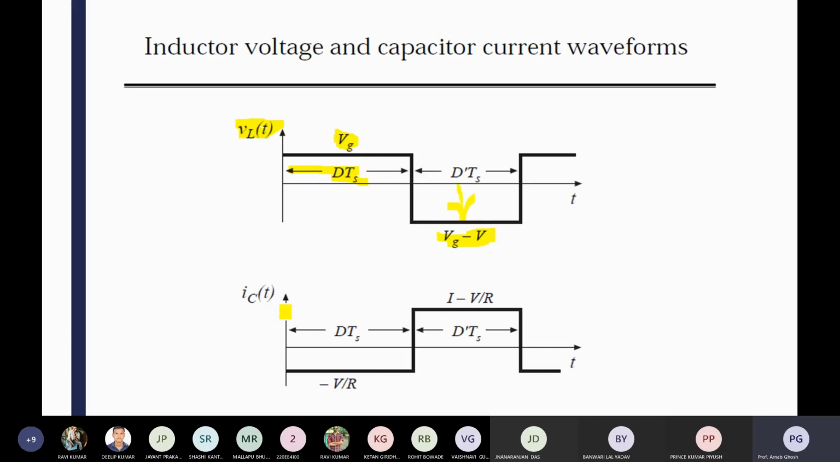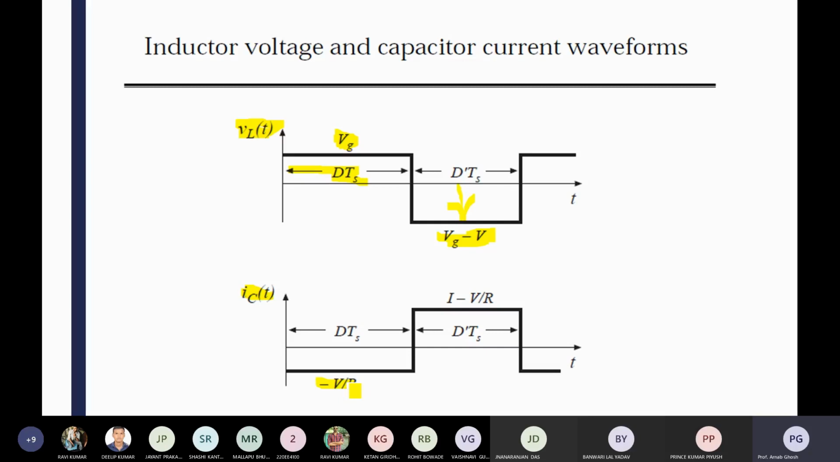So what is the value of IC? IC is definitely minus V by R, which is why it is in the minus direction. First, the capacitor is discharging. So how much is that value? The total voltage is V, divided by R.